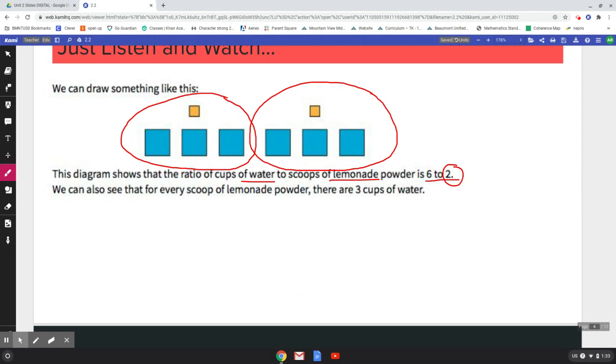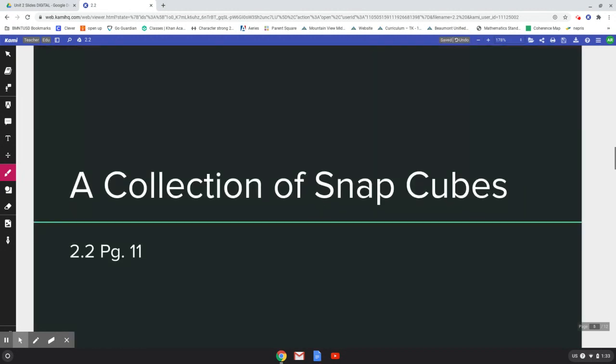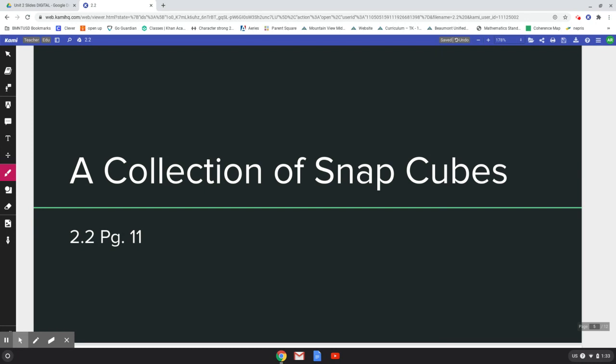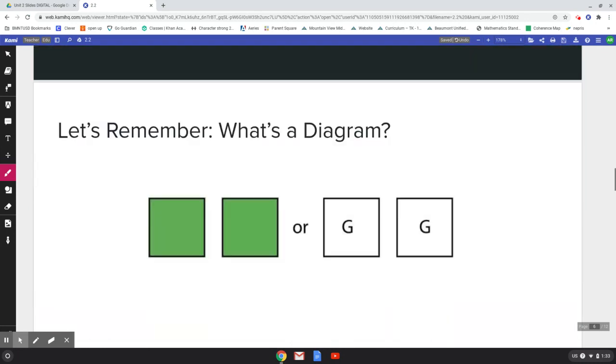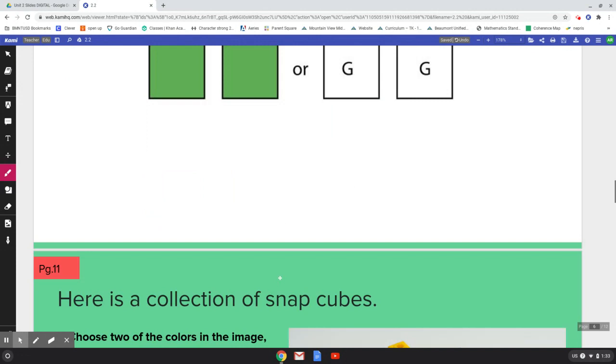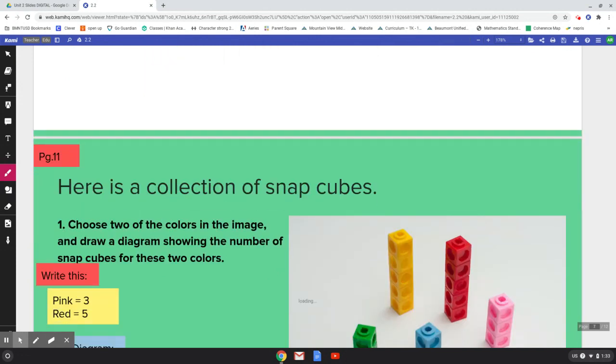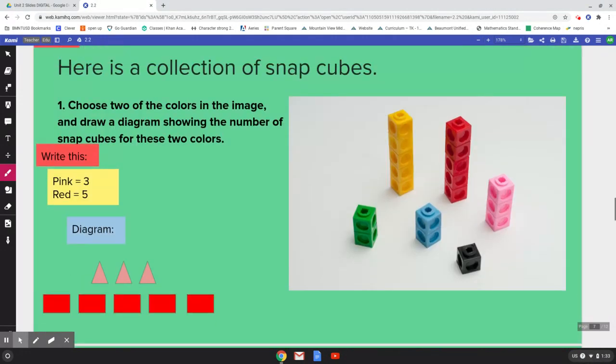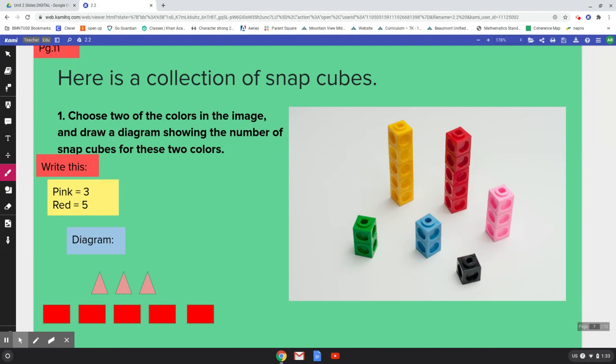So now we're doing a collection of snap cubes, and you are on page 11. So remember, it says, let's remember what's a diagram. So you don't even need to really make these colorful. What they're trying to highlight to you is even if you wanted to represent that box as green, you could put a G in it, and that can represent a green. So it says page 11, here is a collection of snap cubes.